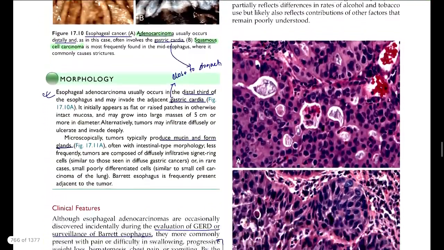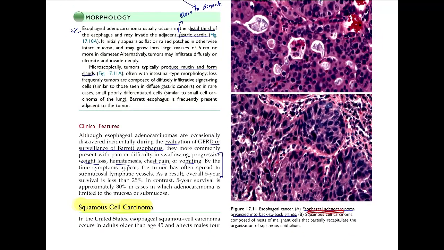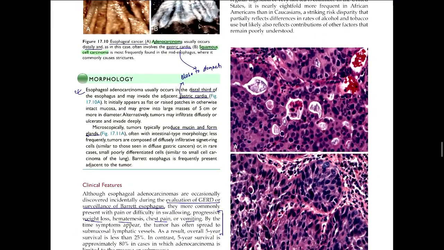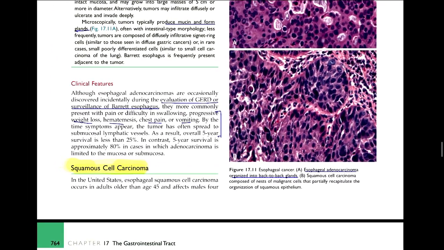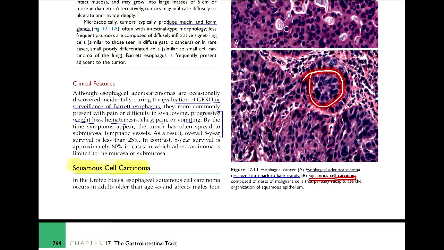Now in these diagrams, in diagram A, we can see esophageal adenocarcinoma organized in back-to-back glands. In adenocarcinoma you will see glands being covered by malignant cells, which means a high N/C ratio and hyperchromatic nuclei. Similarly, in figure 2, you can see squamous cell carcinoma, with a bird's nest-like appearance of tumor cells that consist of keratin pearls.